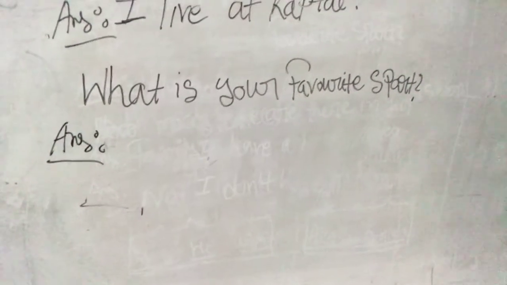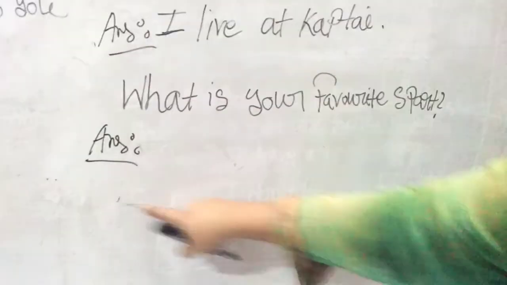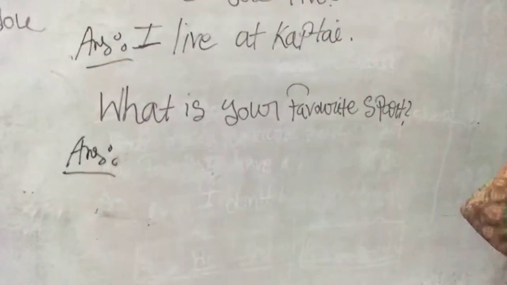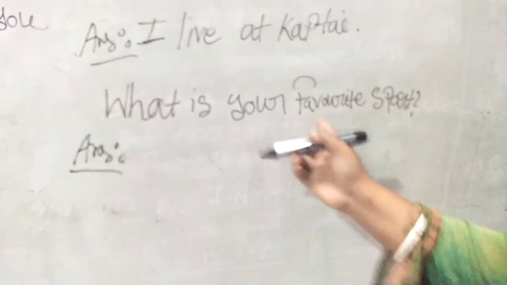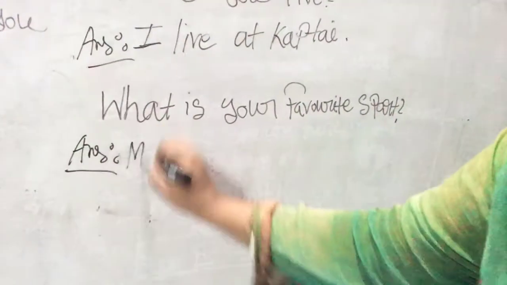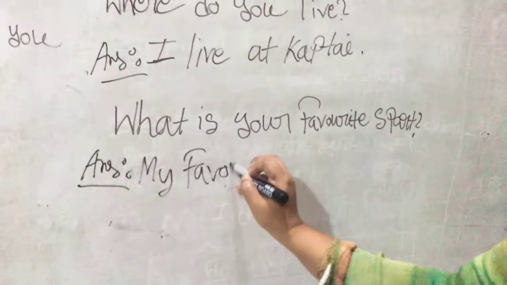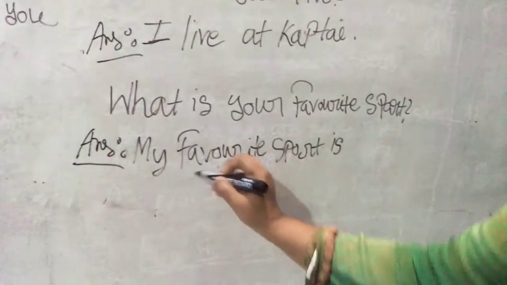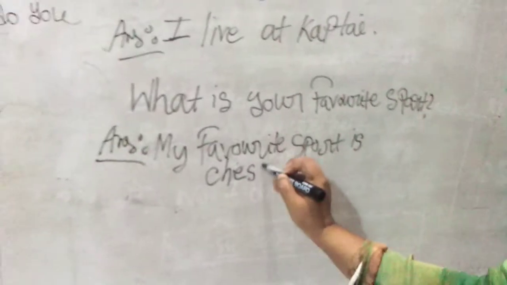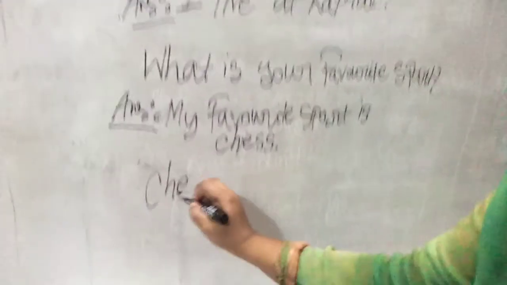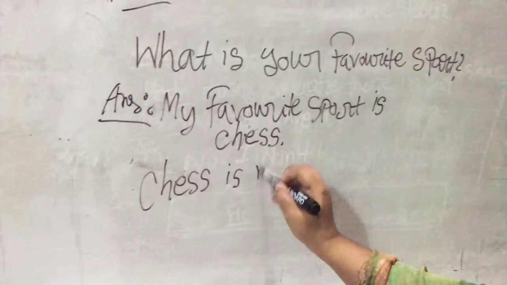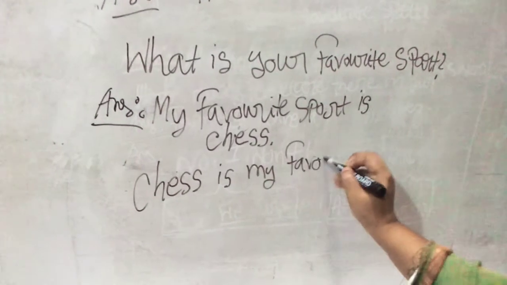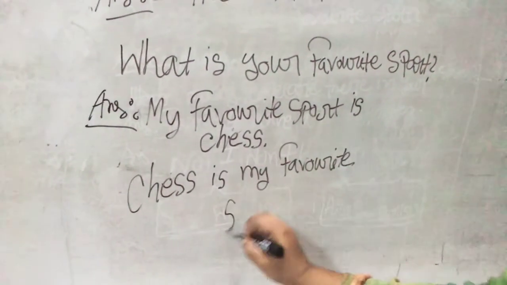So then what is your favorite sport? This question can be answered in two ways. What is your favorite sport? One is you can just put the name of your favorite sport. Suppose I would like to write the answer in this way: my favorite sport is chess. Okay. Or I can write chess is my favorite sport. Okay.